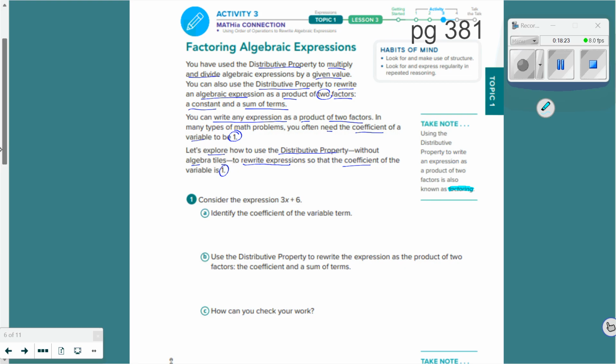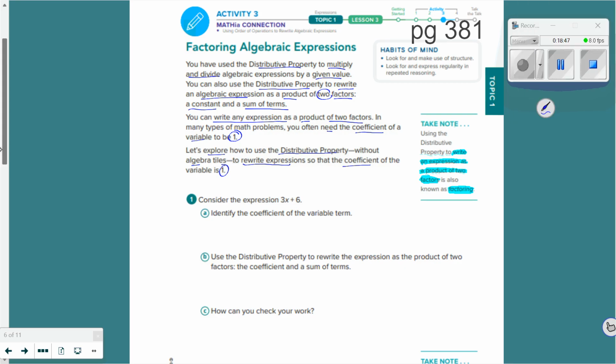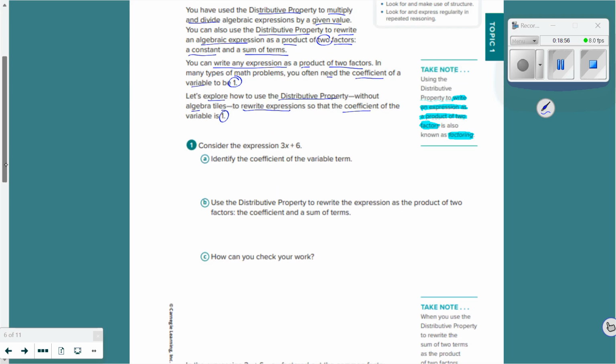Factoring. This is something you're going to do in more advanced algebra, so we're kind of setting the stage for your future. Factoring is when we write an expression as a product of two factors. You're going to do this a lot, especially if you start graphing equations, because you need to figure out where your graph is going to cross your x and y intercepts. Don't stress about that right now, but just realize we're setting you up for future things by what we're doing today. This will have a lot of impact in your future.